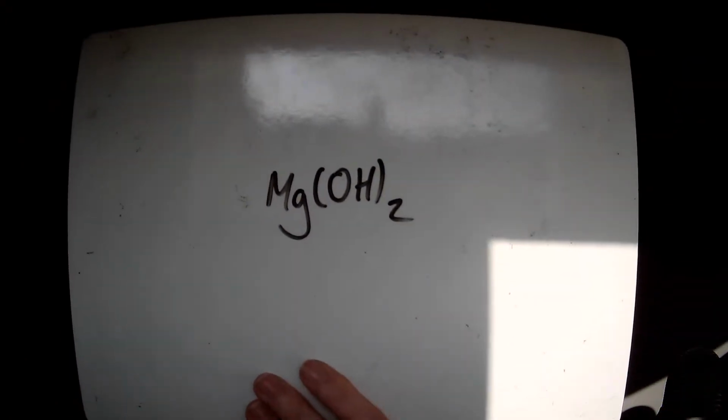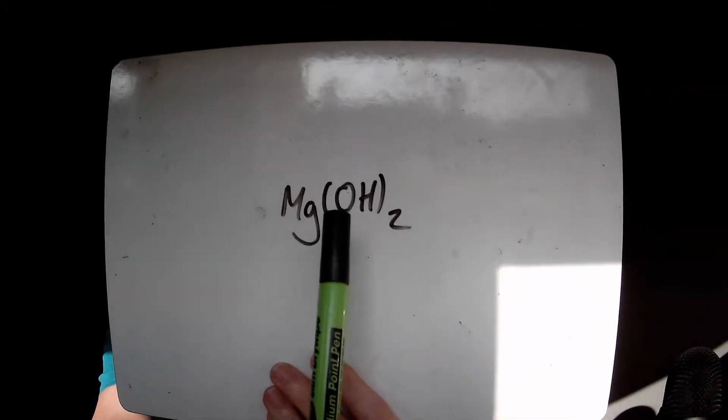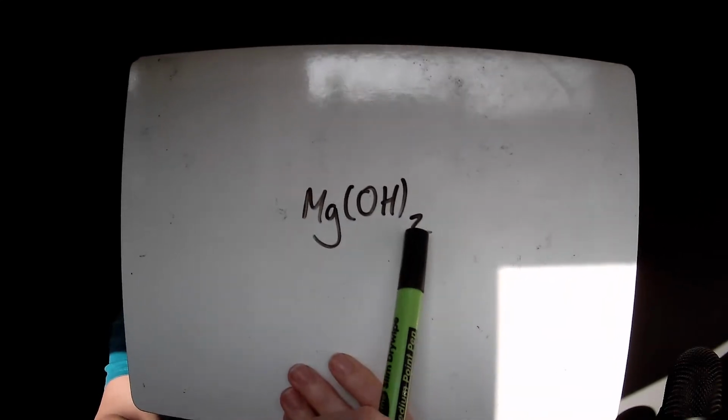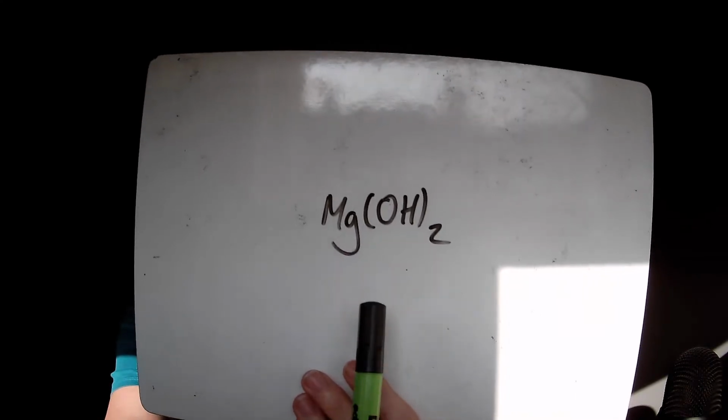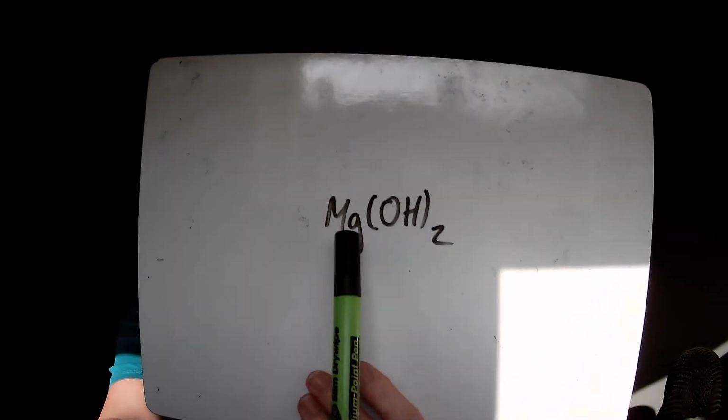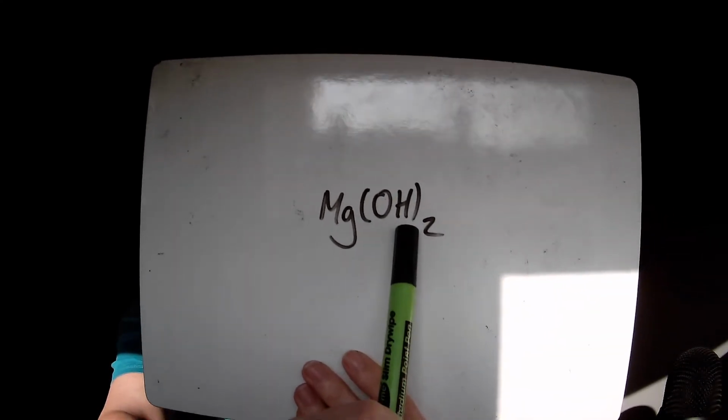The only way they can make it more complicated is by sticking something in brackets. So let's do this one. If we have something like that, where we've got some bits in brackets and other bits not, this little 2 down here means that everything in brackets is times by 2. So we've got 1 magnesium, 2 oxygens, and 2 hydrogens. As long as you remember that, look up your relative atomic masses and then add them together.